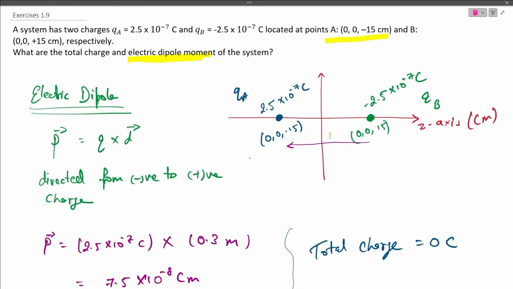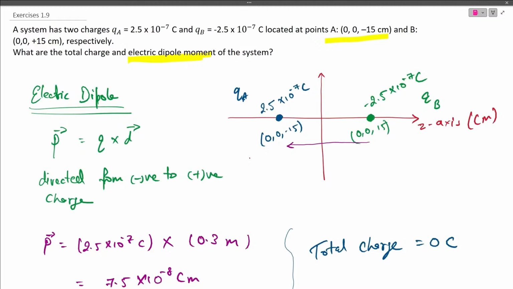On the negative side of the z-axis, there is a point at 15 centimeter from the origin, that is A, where the charge of 2.5 × 10^-7 coulomb is there, and on the right hand side we have got a charge of -2.5 × 10^-7 coulomb, that is on point B.